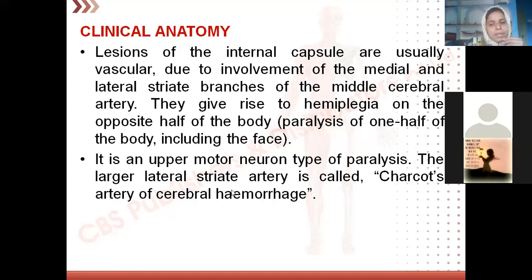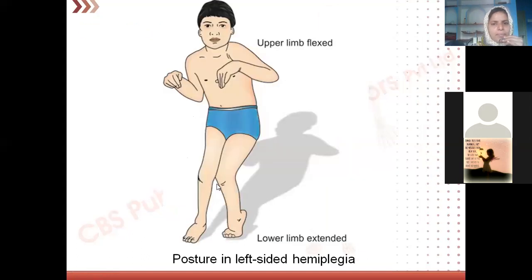Then you will see that particular area of the genu is damaged, and you will see the motor tracts are damaged, and it will lead to upper motor neuron type of paralysis, hemiplegia. Okay, then see, this is for sure left sided hemiplegia.